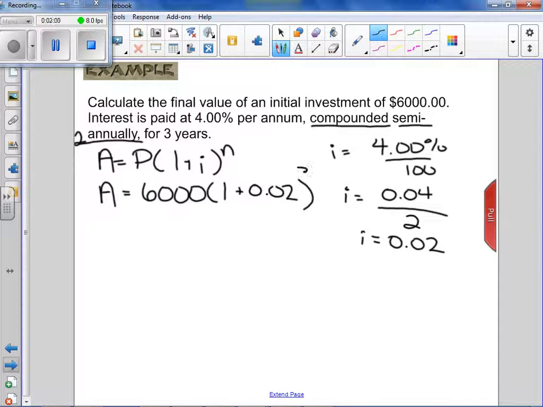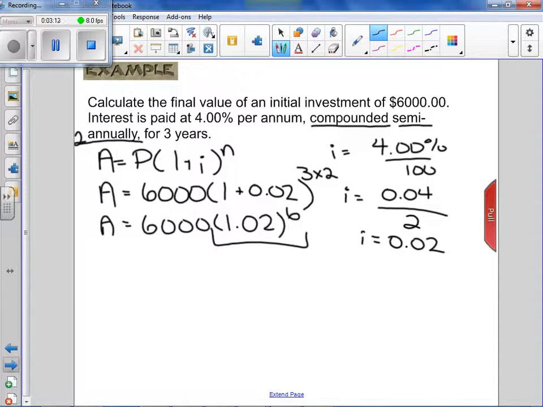It's going for 3 years, and then twice a year. So now I'm just going to simplify. I add. So 1 plus 0.02 is 1.02. 3 times 2 is 6. This is what I punch in next.